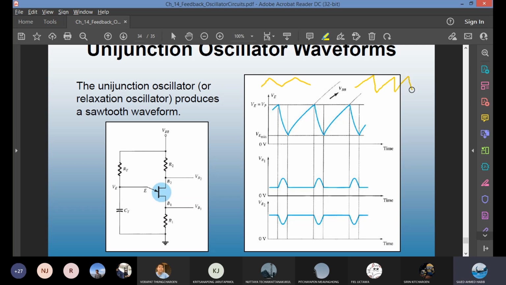Do not confuse triangular with sawtooth. The triangular is like a symmetric triangle. This one is not symmetric. It is also known as a relaxation oscillator.